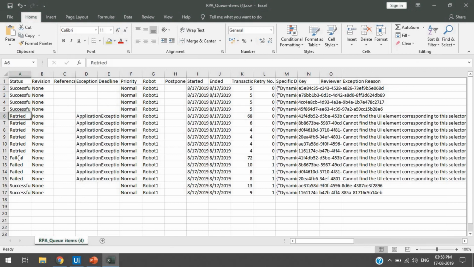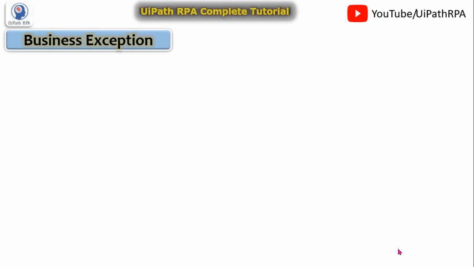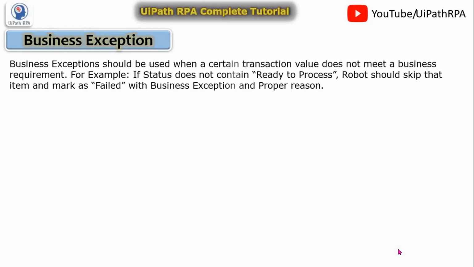So it means the first time the item failed due to the application exception, then it retried, and that time it worked fine. Now, business exception. Business exceptions should be used when a certain transaction value does not meet a business requirement. For example, if a status does not contain "ready to process", robots should skip that item and mark it as failed with business exception and proper reason.